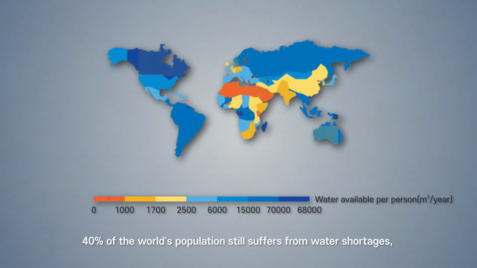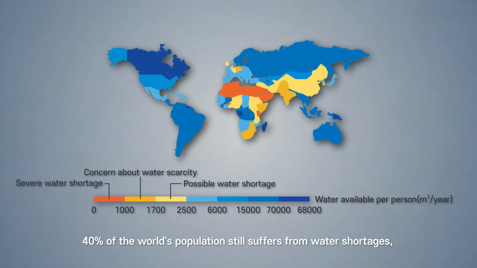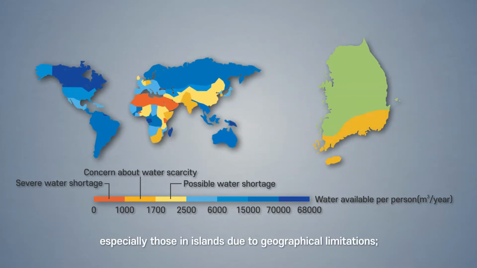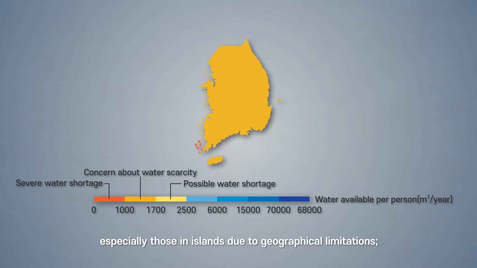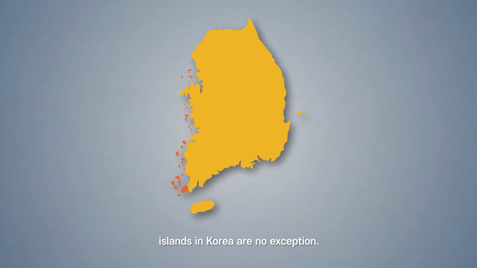40% of the world's population still suffers from water shortages, especially those in islands, due to geographical limitations. Islands in Korea are no exception.